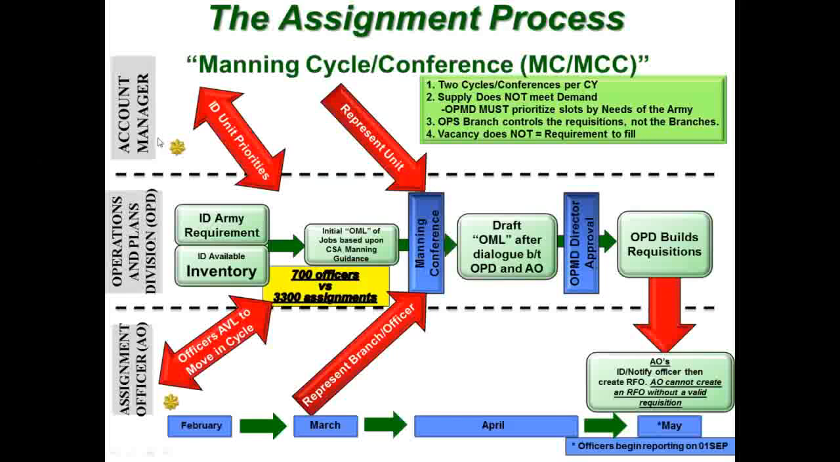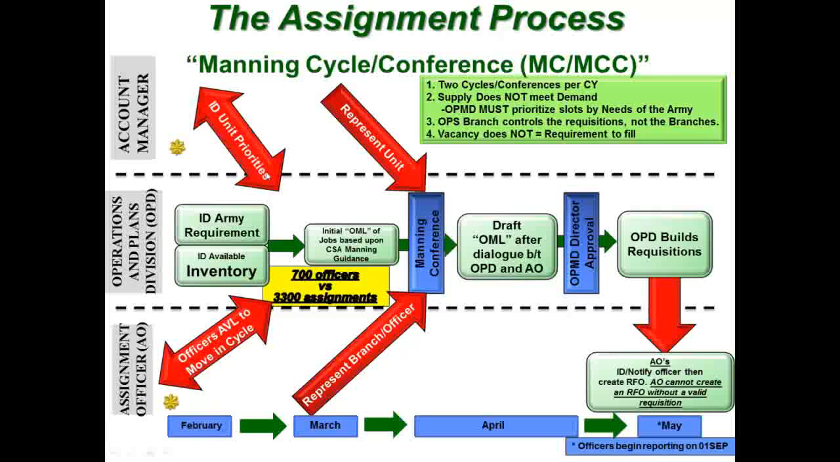This chart is the same as before, except we've added the majors indicators to show where majors are acting as account managers or as assignment officers. One thing with this slide is these numbers, 700 officers available, those are made-up numbers, but it's designed to show who's available versus the number of requirements and openings out there. That's all identified up here, but in the Manning Conference, they may get rid of some of those assignments based on the Manning Guidance and what priorities or fills they are. But just because an assignment is open doesn't mean that an officer will be sent to fill it.